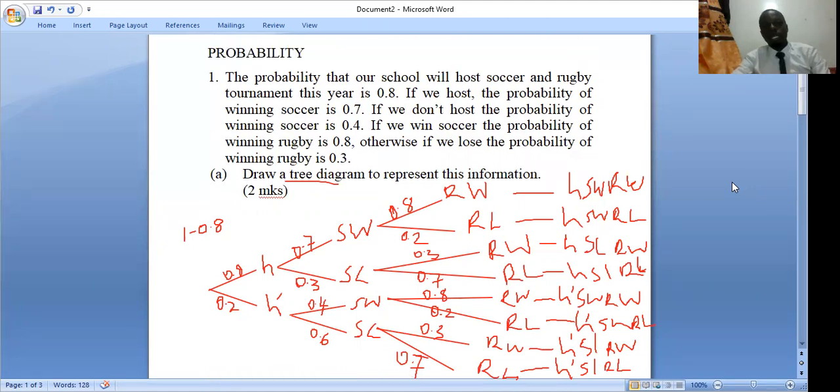After that, we can get some questions. You can be asked, you are told now to find the probability of something. Let me share with you. This one here, you can put it down so that when you are answering those questions, you have the diagram at hand. Don't host, the probability is 0.4, 0.6. Very easy. Okay, let us see some of the questions that can be asked.